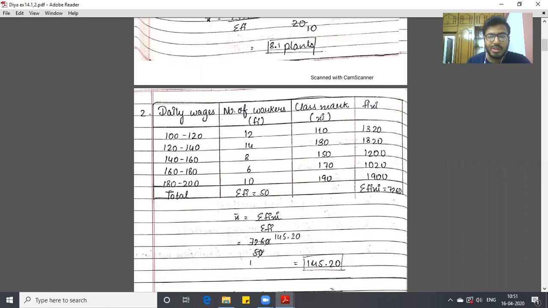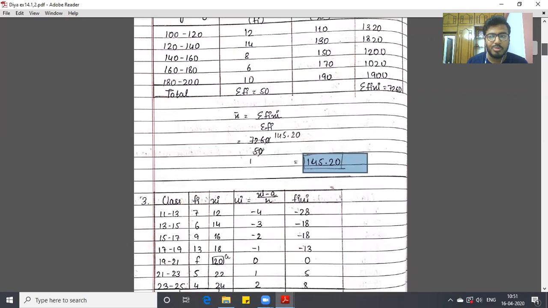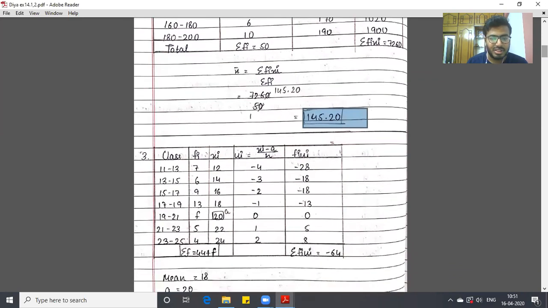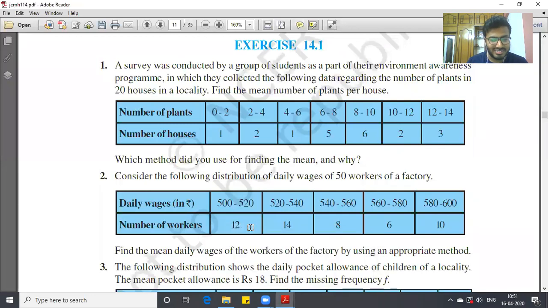Now the next is what we have to do, what? FI into XI. FI into XI. Each you have to do, and you're getting what? 7260. Okay. FI XI को sum करेंगे तो 7260. And then what? 7260 को किससे divide करना है? 50 से divide करना है, and divide करो, and you will get the answer as what? 145.20. Hope you got the answer. 145.20. Good. Okay. Yes, I know many of you got it already.